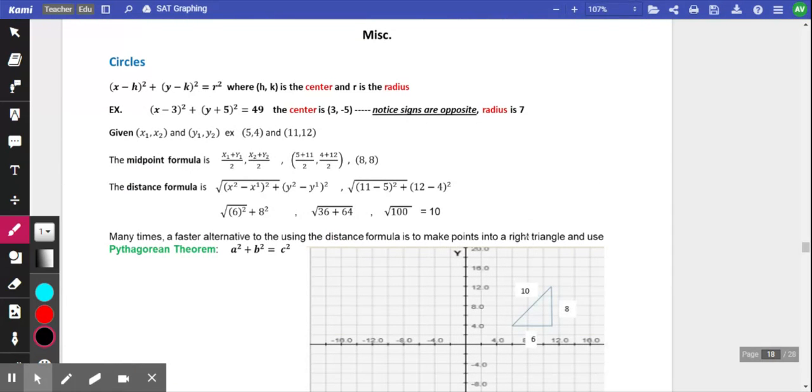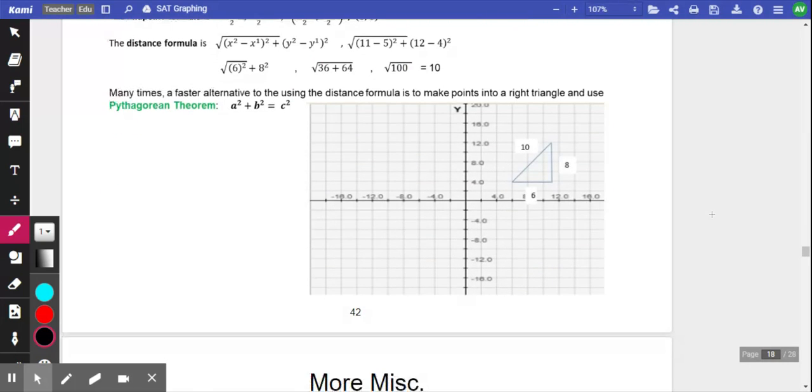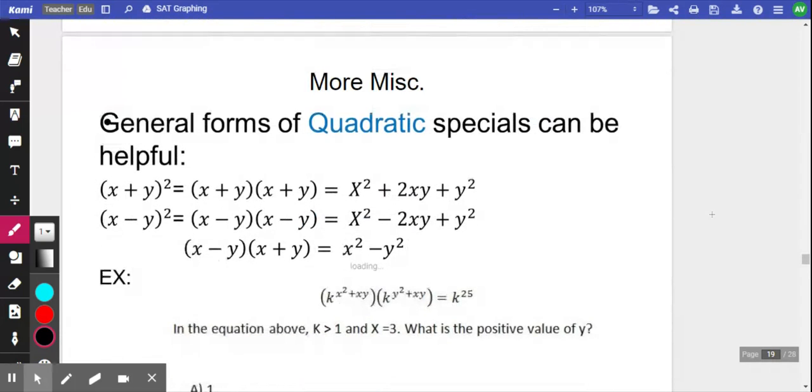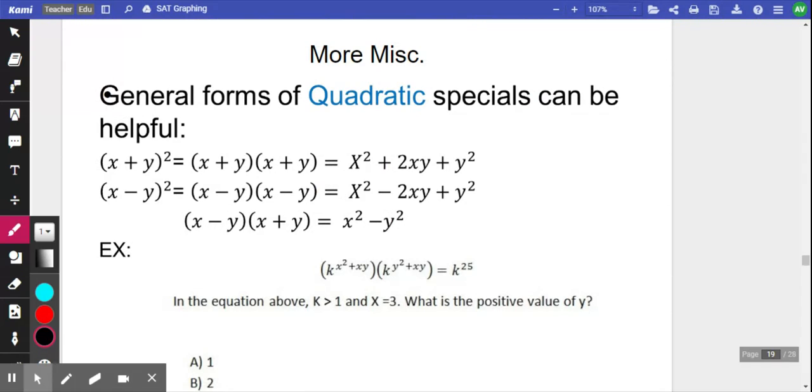Circles and Pythagorean theorem and stuff, I'll let you guys review that in your own time. I'm not going to focus too much on geometry right now, though it does definitely come up on the SAT. All right, and we'll talk about this one in a minute.